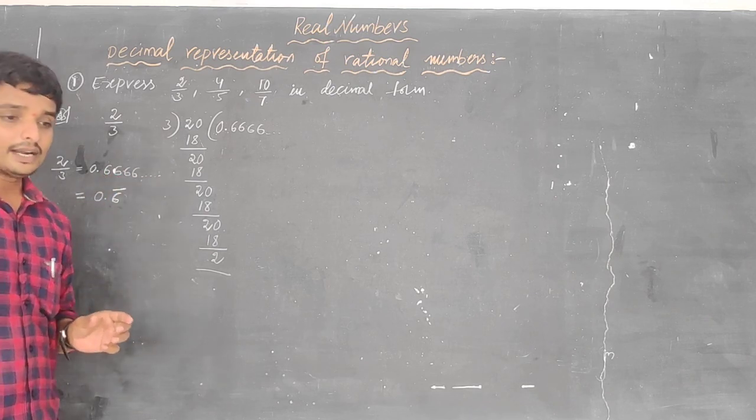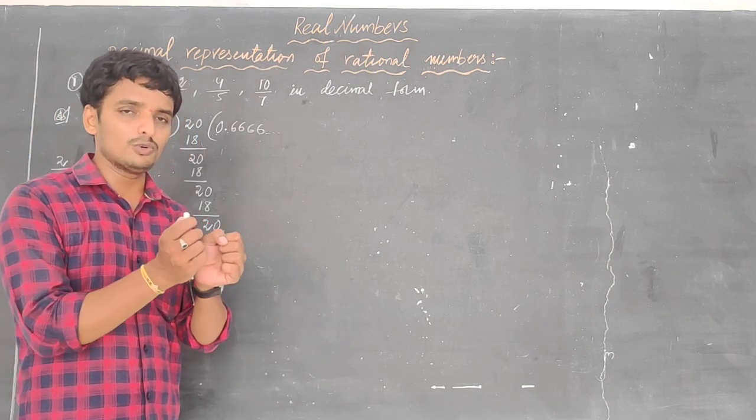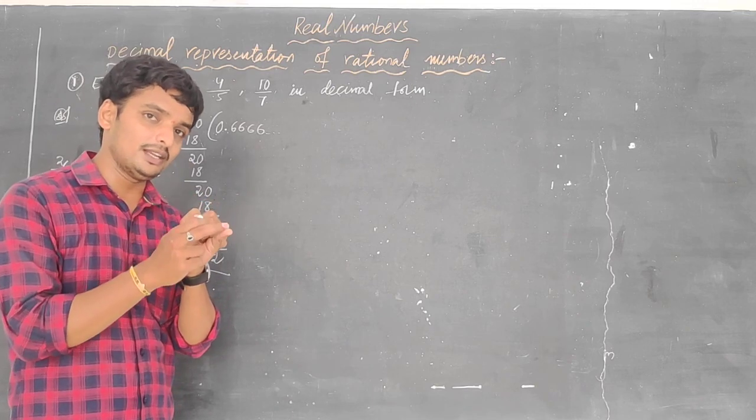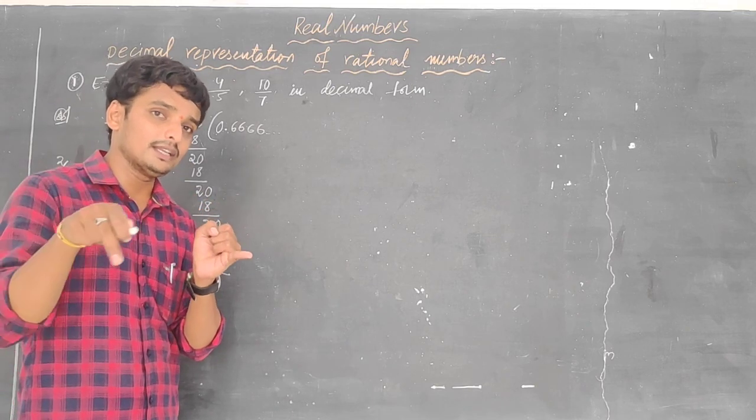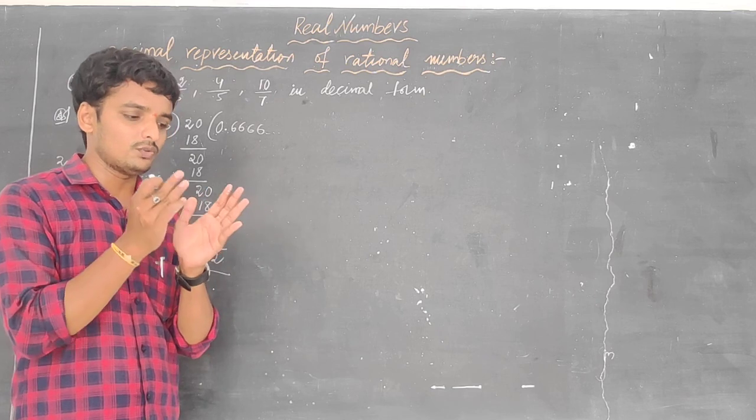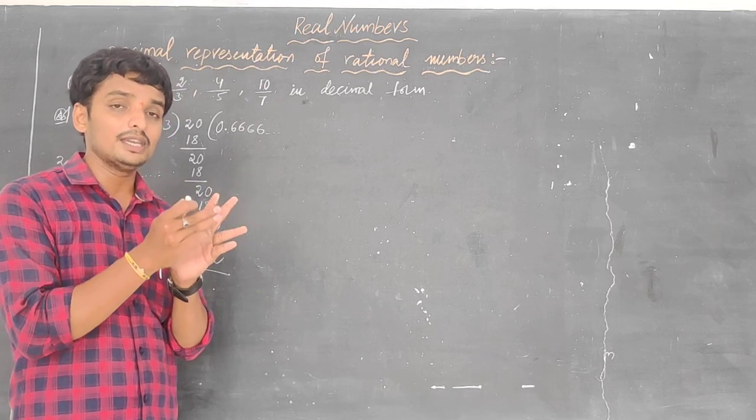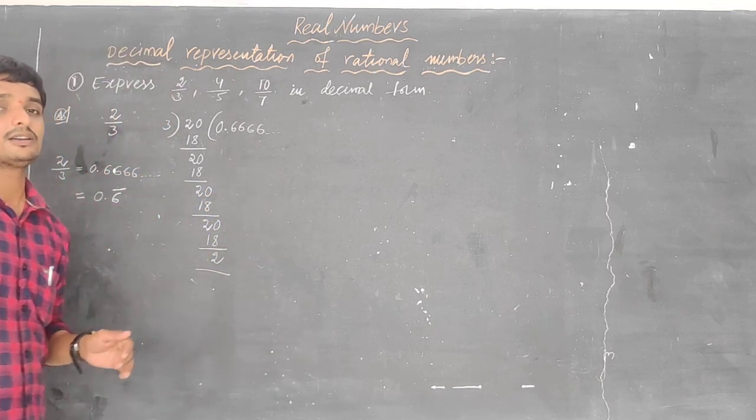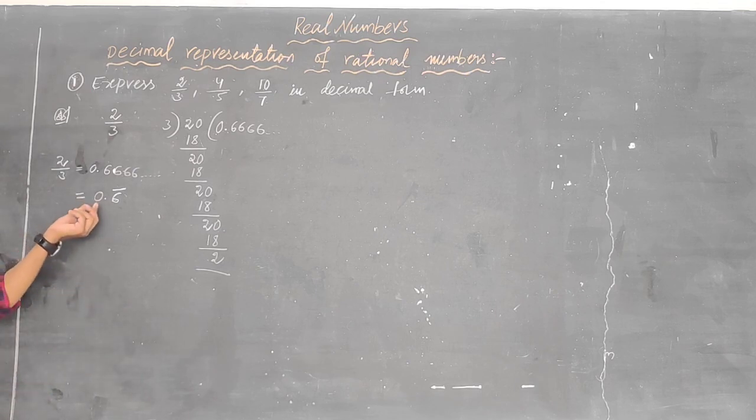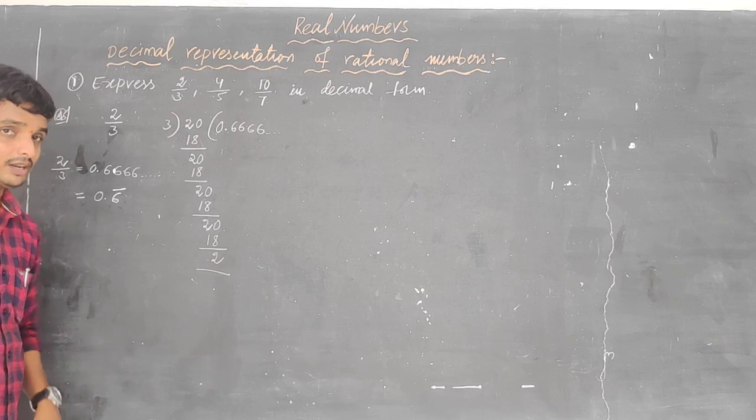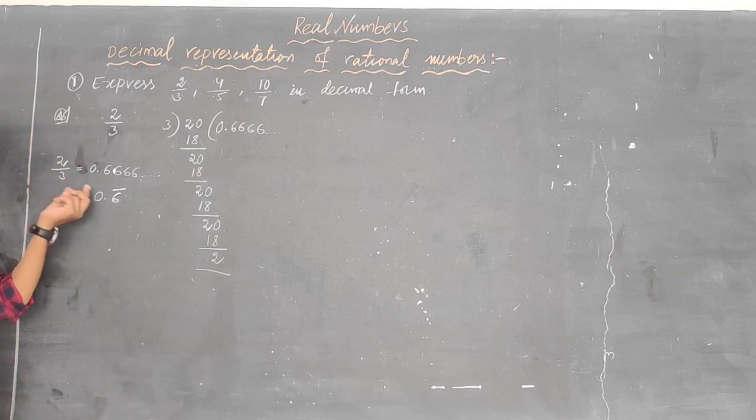The digits repeat. That's why we combine two words. The first word is non-terminating, and the digits are repeating. That's why we combine the two words, and we get non-terminating recurring decimals. So 0.6 bar is a non-terminating recurring decimal. This is the decimal form of 2/3.